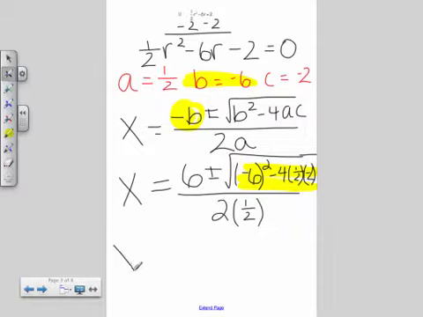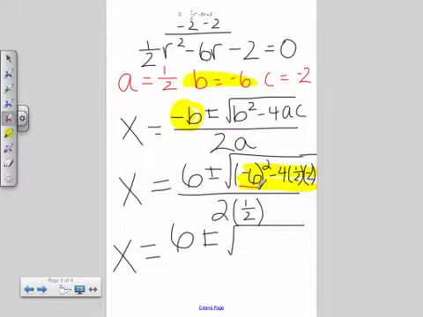So I end up getting x equals 6 plus or minus, and then I'm going to figure out what this number right here is. So this is going to become 36. I'm also going to figure out what this is. So it's negative 4 multiplied by 1/2 multiplied by negative 2. So negative 4 multiplied by 1/2 is negative 2 times another negative 2 is positive 4. So this is going to say plus 4. And then it's going to be all over, I can figure out what this is in the same step too, so it's all over 1.